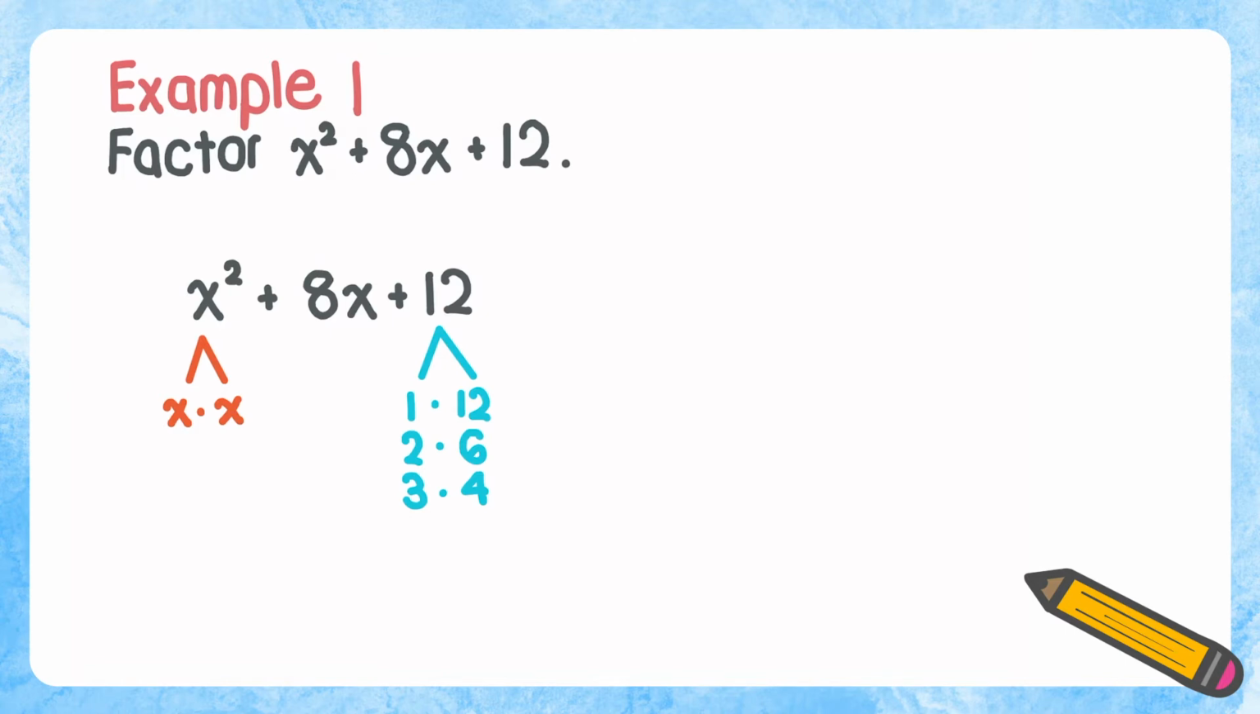Again, let's focus on this middle term, the 8x. Okay, so I'm going to write out this form of factoring. And I know that I have to write in x's for the first parts because that's all we have. Like, that's the only options we have. So it's going to be x plus something times x plus something. So let's now try the method of exhaustion.